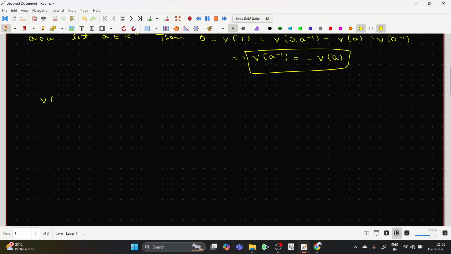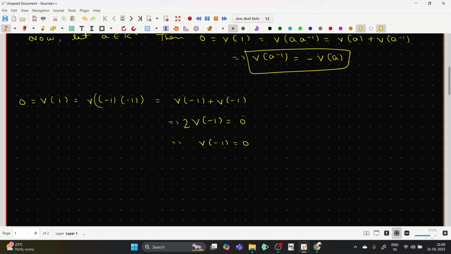See, I can write 1 as minus 1 times minus 1, which I can write as v of minus 1 plus v of minus 1. But I know that the image of the discrete valuation of 1 is 0. So this implies that 2 times v of minus 1 is 0, which implies v of minus 1 is 0.